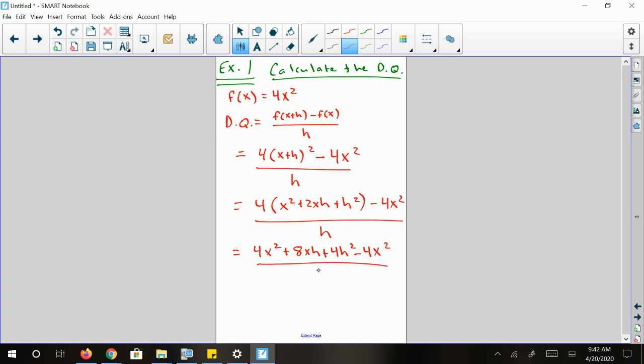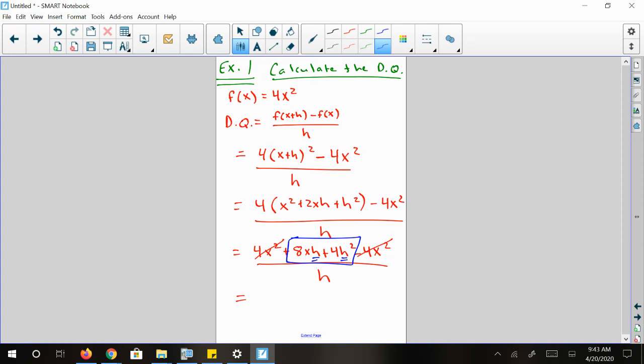Let's see if there's anything that we can subtract out here. We've got a 4x squared minus 4x squared. Those will go away. Take a look at what you've got left here: 8xh plus 4h squared up on top. Both of these have an h. This will be a common theme on all three of the examples that we'll see here.